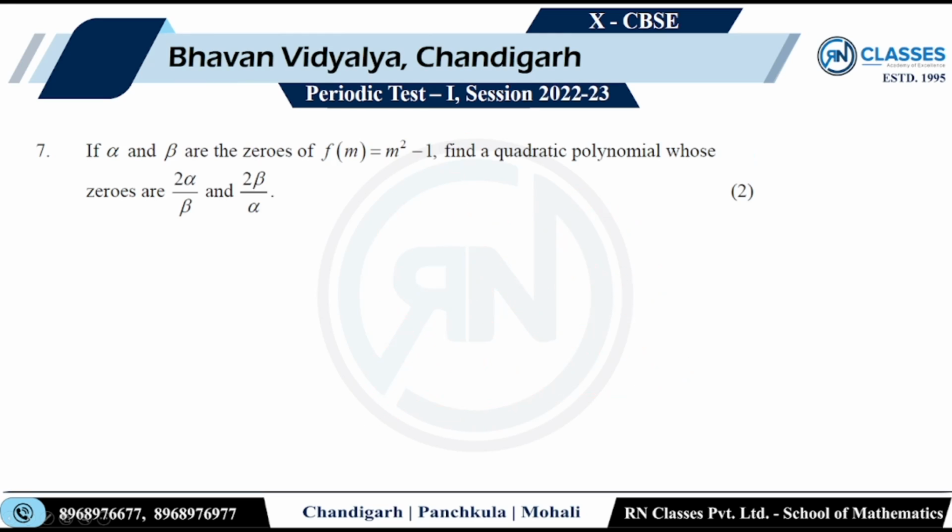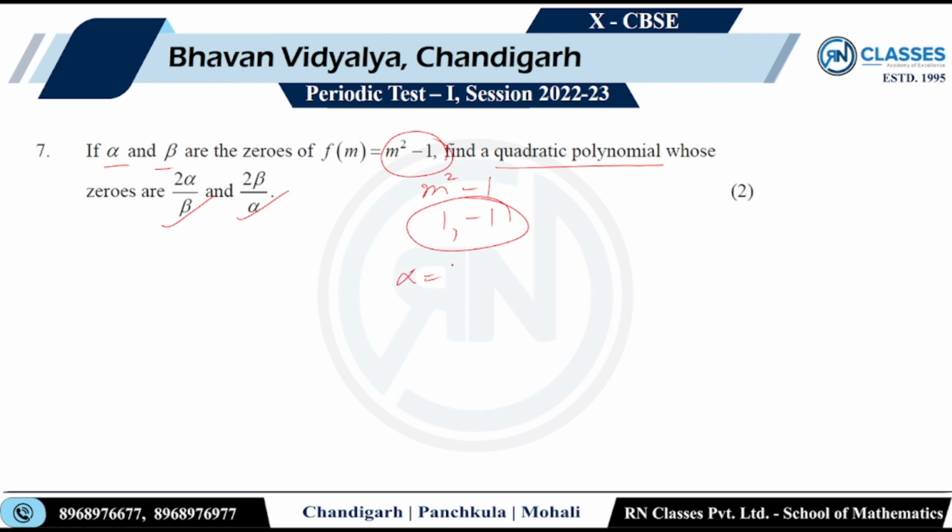Moving on. Now he says if alpha, beta are zeros of the polynomial x square minus 1. You need to write the zeros. Zeros are clearly visible. One 0 is 1. The other 0 is minus 1. Right? Now he says find a quadratic polynomial whose zeros are this and this.